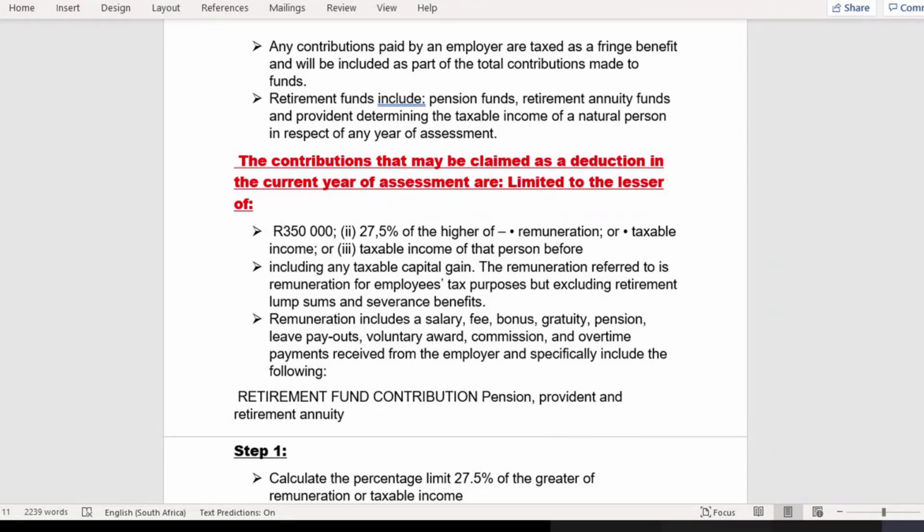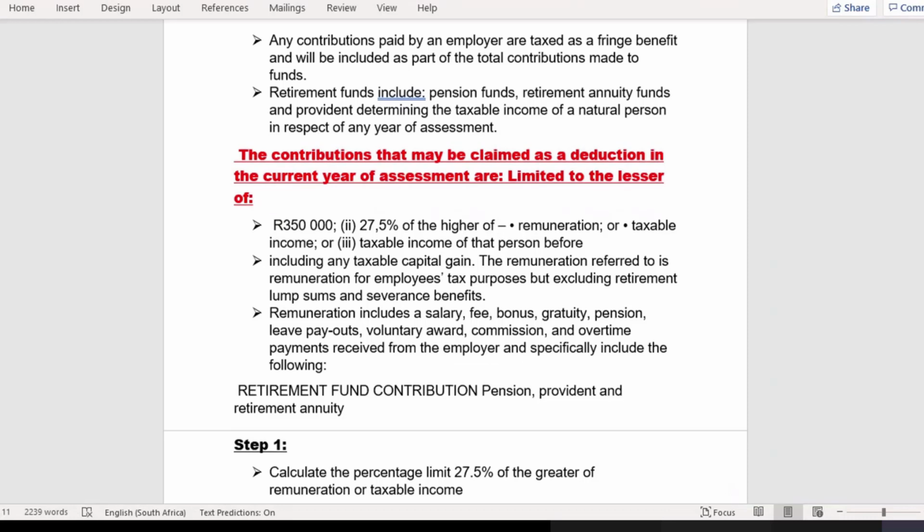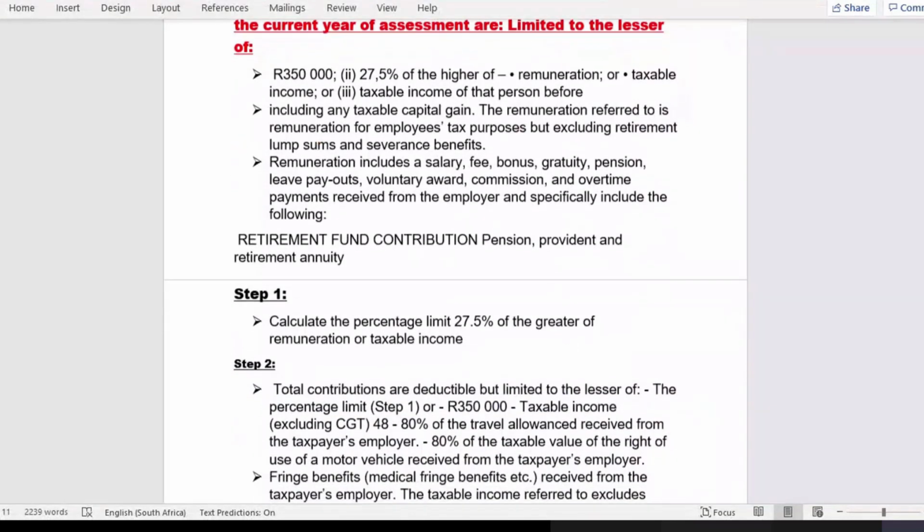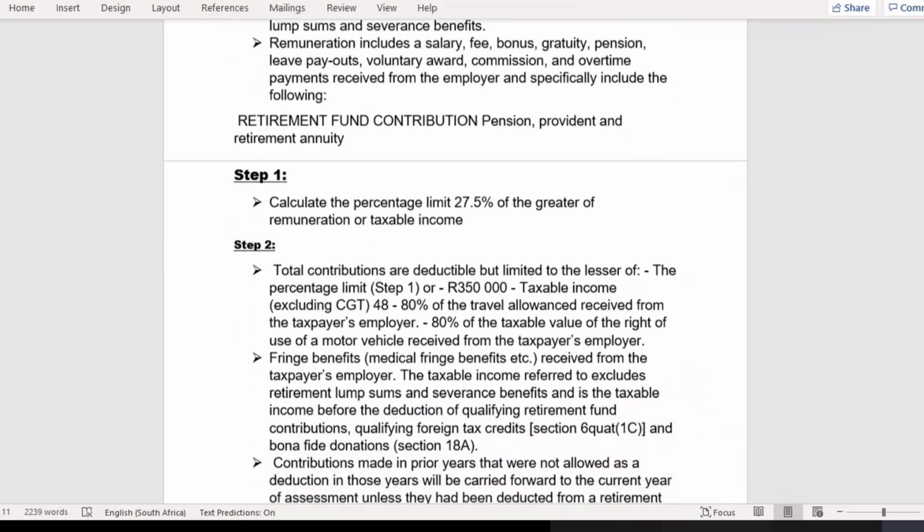So your remuneration will include your salaries, your fees, your bonus, your gratuities, pension funds, and leave payouts, your voluntary award, commission, or overtime payments received from the employer, and specifically includes the following. So in most cases, you're going to deal with the retirement fund contributions, the pension, along with your provident fund, and the retirement annuity fund. So there are steps that have to be followed.